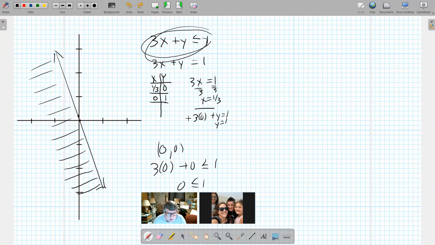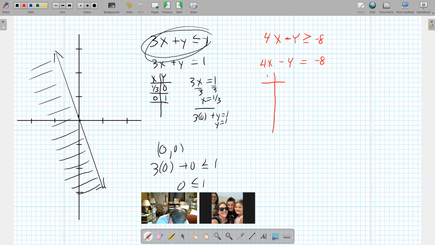Anyway, okay. So I've got the first inequality. Now let's go back and do the second inequality. And let's see, where did I get that one? Here we go. 4x minus y greater than or equal to -8. So I look at the related equation, 4x minus y equals -8.